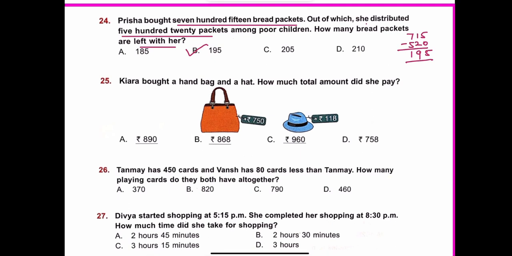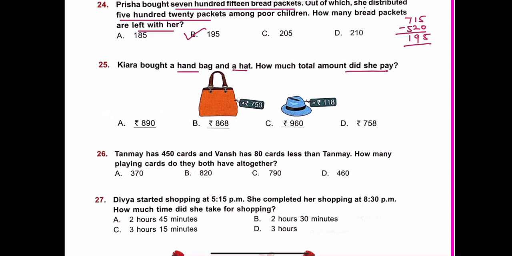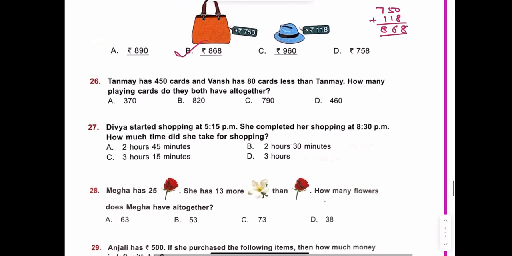Question 25. Kiara bought a handbag and a hat. Okay, how much total did she pay? So the total value should be 750 plus 118 rupees. So it is 8, 6 and 8. So 868, option B.